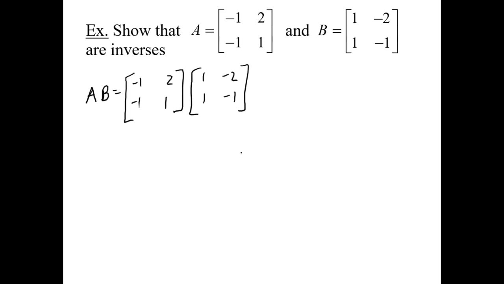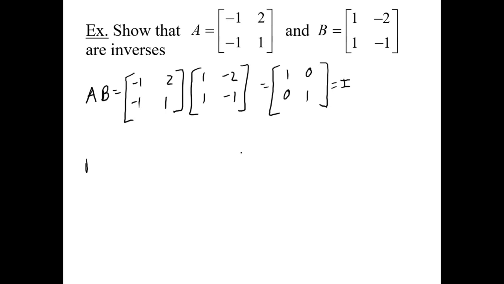I'm going to do the product. The top row times the first column will be -1 times 1, and 2 times 1 is 1, added together. The first row times the second column will be 2 plus -2, which is 0. The second row times the first column will be -1 plus 1, which is 0. And the second row times the second column will be 2 plus -1, which is 1. We got an answer that was the identity matrix. Great.